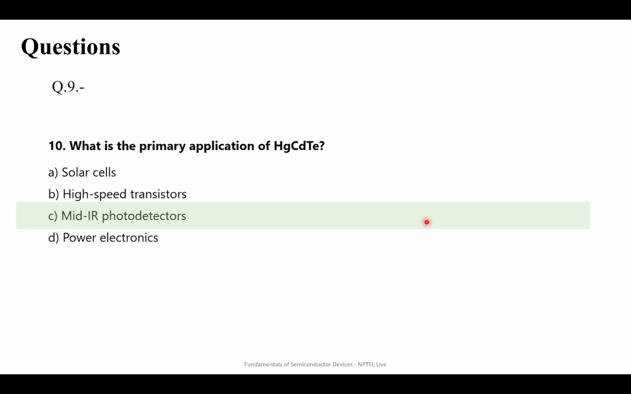By changing the amount of mercury and cadmium, you can have a very high mobility, very high band gap tuning in the mid-IR region. Hence, they are used for that purpose.